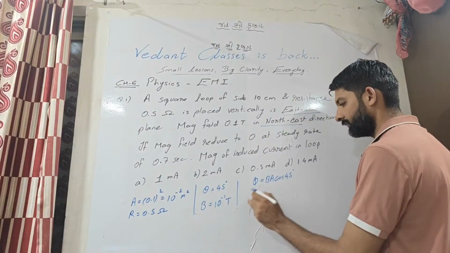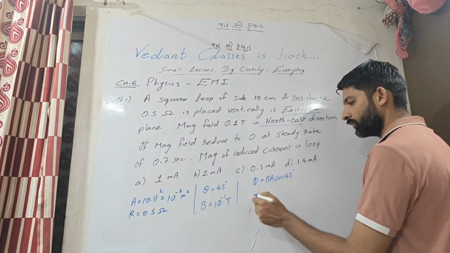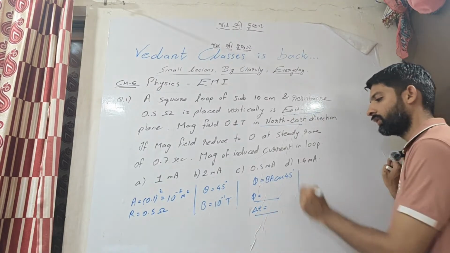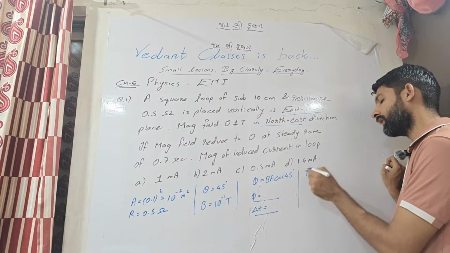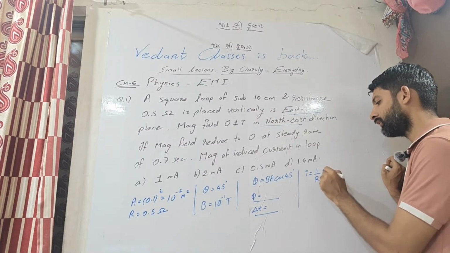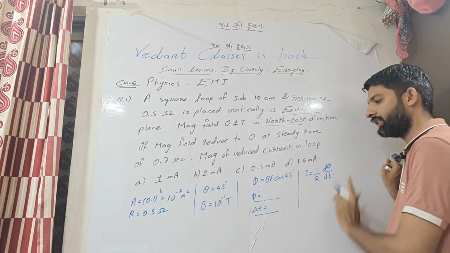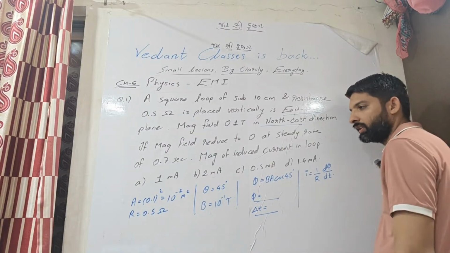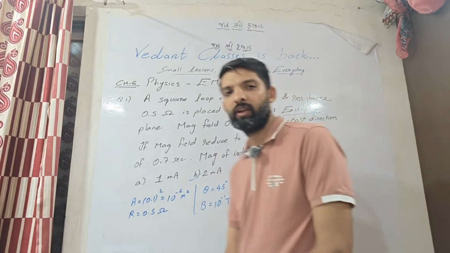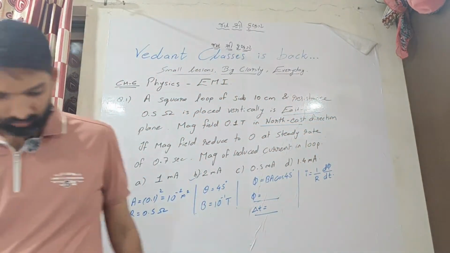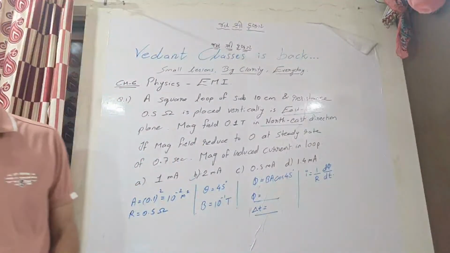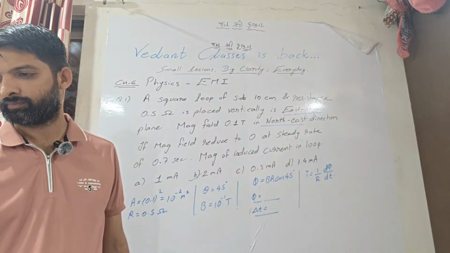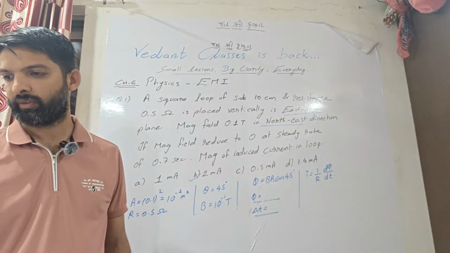Delta t is given. From this you can calculate the rate of flux change. So I is equal to 1 by R into d phi by dt. Dt is given and you need to divide by R. You will end up getting the answer 2 milliampere. Okay, I hope it's clear. Everyone, is it clear?